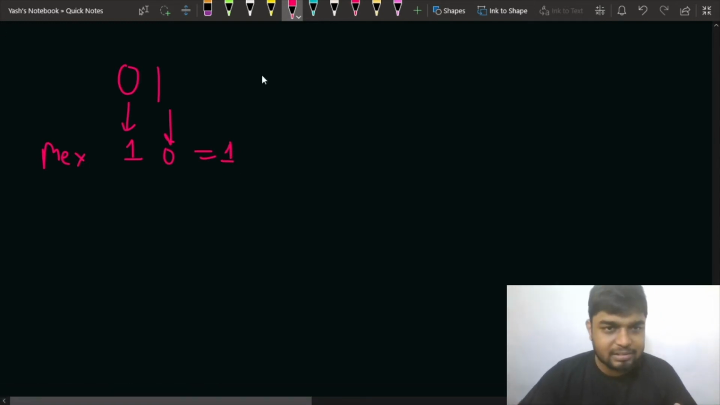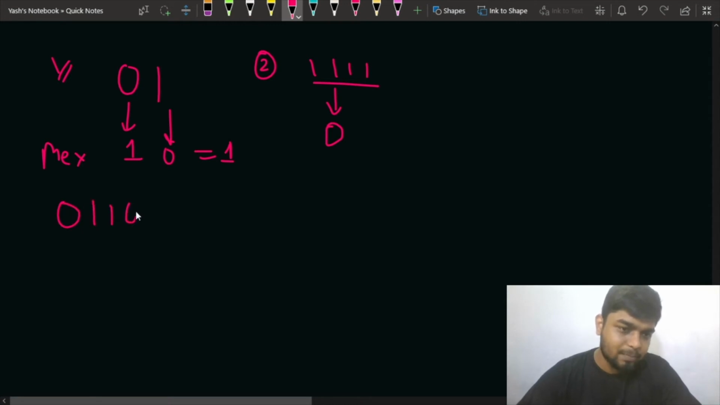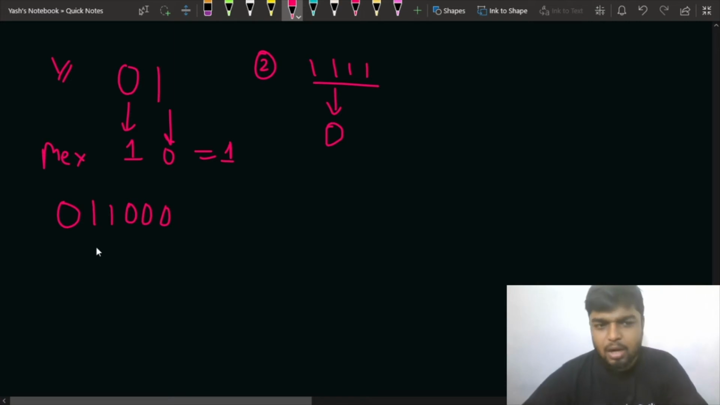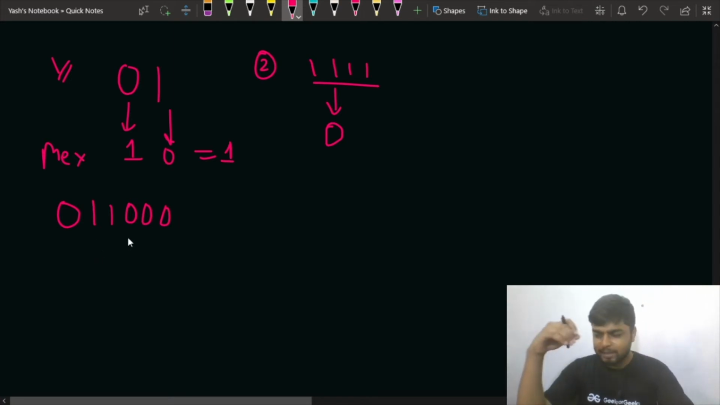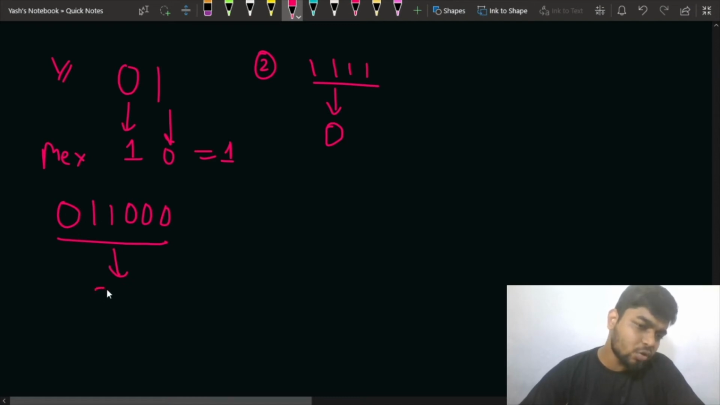That was our first test case. Let's see the second test case. The binary string consisted of all ones. You can consider this as a whole, and since 0 is the smallest non-negative number that is not present, the mex for this would be 0. Then let's consider one more string, 0, 1, 1, 0, 0, 0. What do you think the mex would be? Consider this as a whole substring, and it consists of zeros and ones. So the mex will be 2.